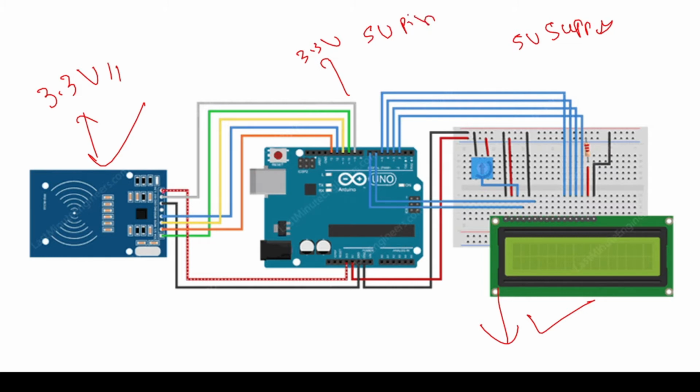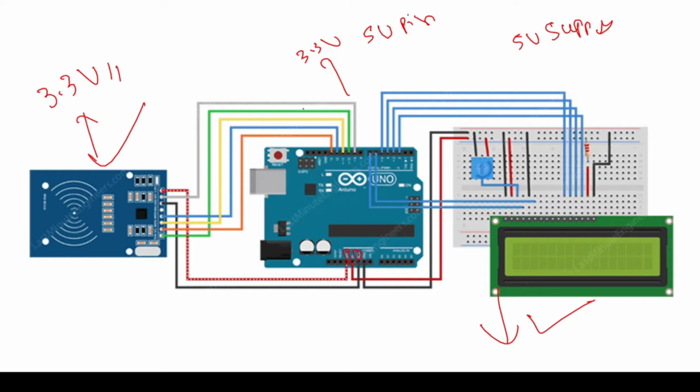This is our V-in pin. We connected the V-in of our RFID to the 3.3 volt supply, and the ground of the RFID is connected to the ground here. And do you remember what this pin is? This is our reset pin.